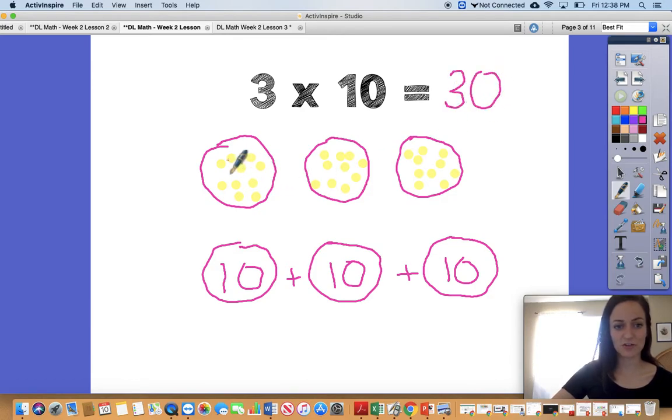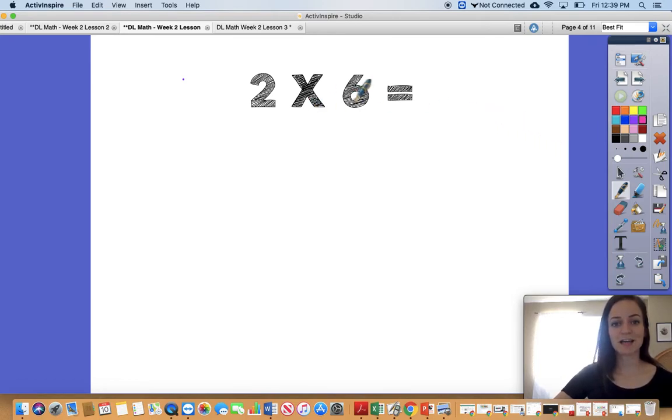And if you wanted to count all those dots, 1, 2, 3, 4, right? 10 plus another 10 is 20, plus another 10 is 30. You could do that too, okay? 10 plus 10 plus 10 equals 30, or 3 groups of 10 equals 30. Okay, 3 times 10 is 30. Let's look at another one. 2 times 6, or 2 groups of 6.